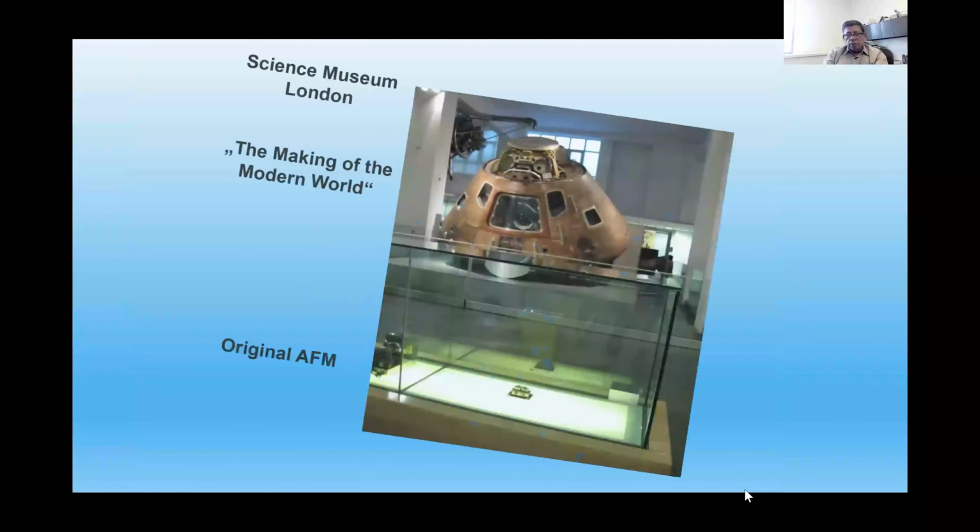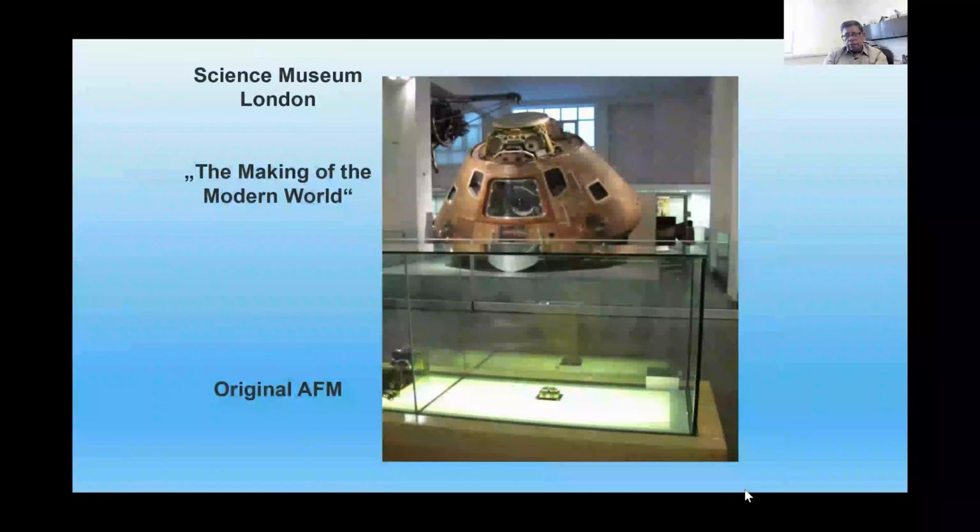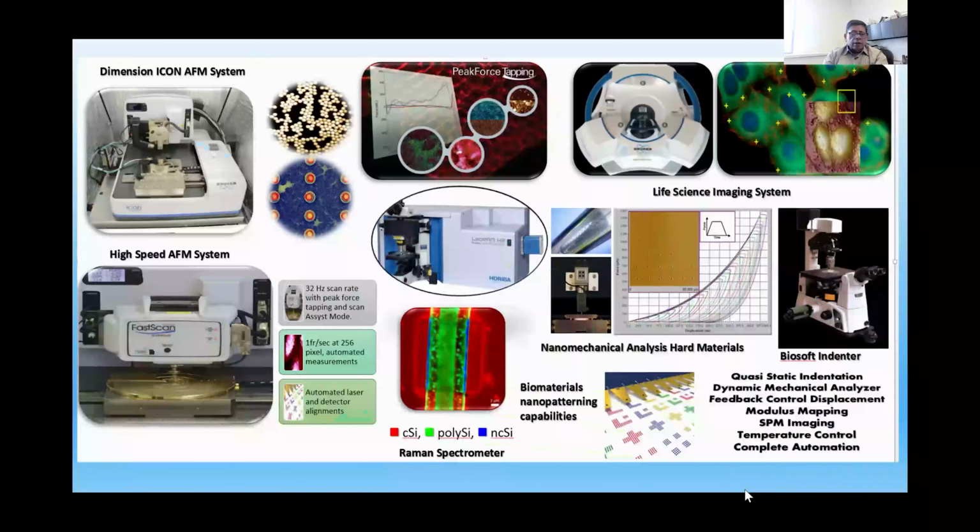So this is that system sitting in the Museum of London. If you go there, you can see that this is the first scanning tunneling microscope. It looks like a space shuttle.